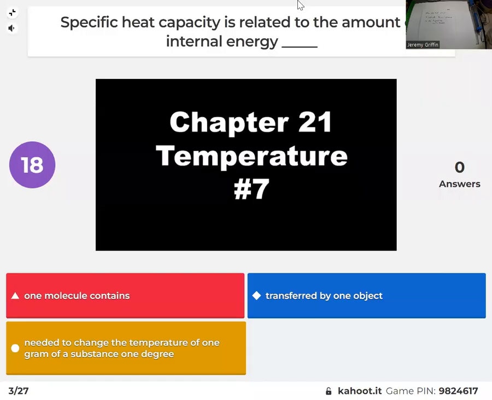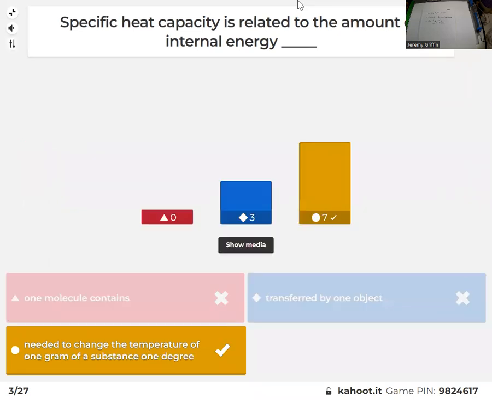Specific heat capacity is related to the amount of internal energy. What? Specific heat capacity. Yeah, needed to change the temperature of 1 gram of substance by 1 degree. Yeah, most of you guys remember that.